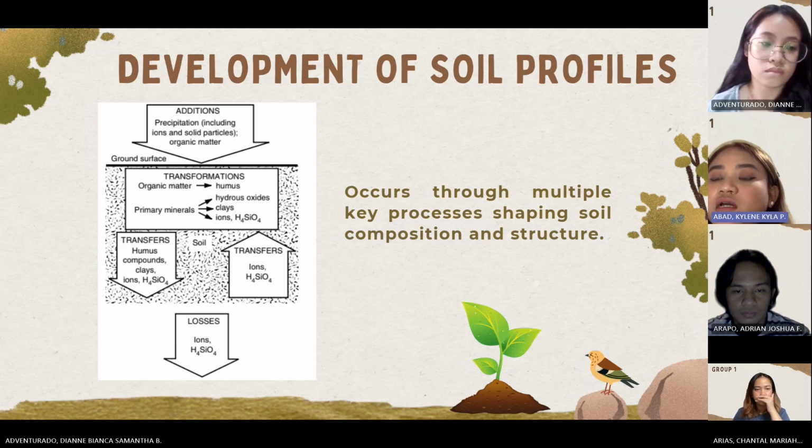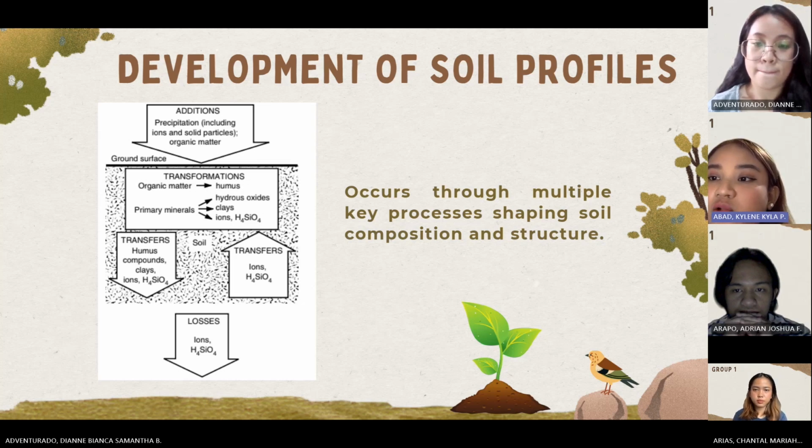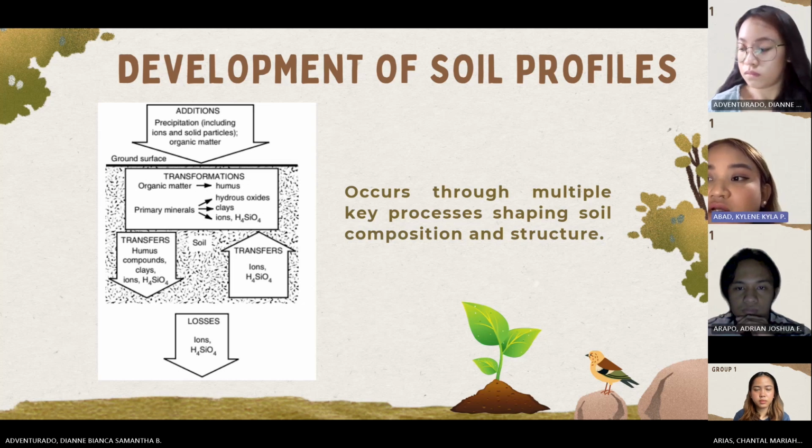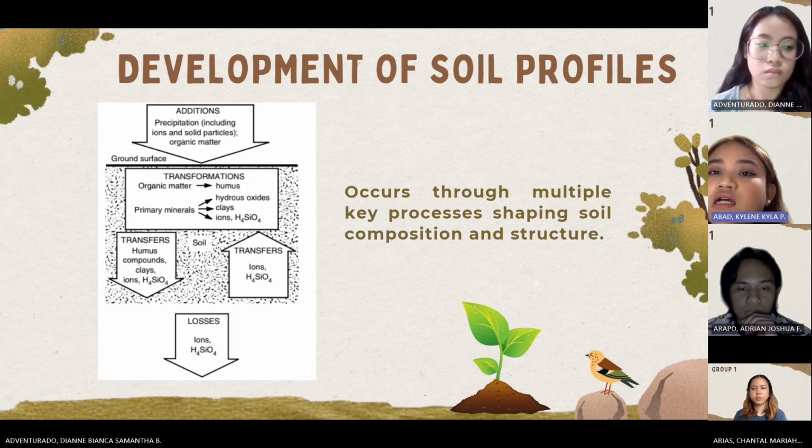form new compounds. In addition to transformations, there are transfers of materials within the soil profile. These transfers can occur both vertically and laterally, as water moves substances such as clay, nutrients, and dissolved minerals downward, for example leaching, or upward through capillary action, or as gas release into the atmosphere, which can remove essential nutrients and other components from the soil. Together, these additions, transformations, transfers, and losses contribute to the continuous development and evolution of soil over time.